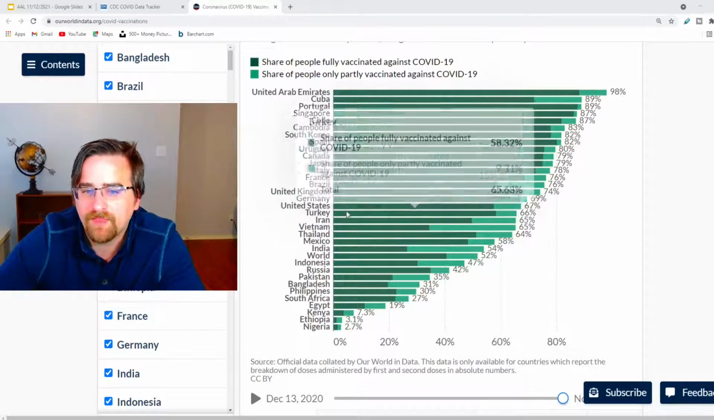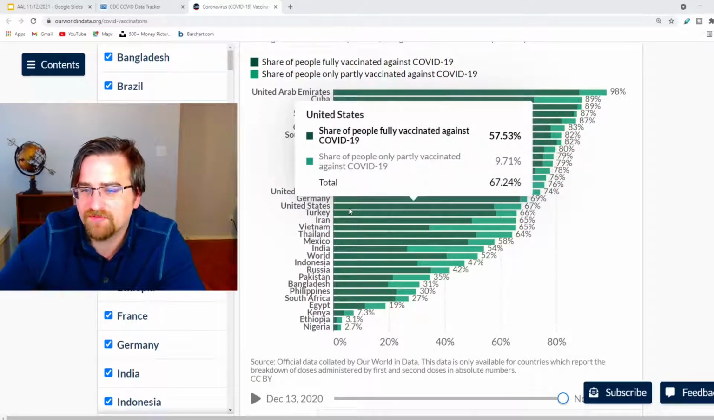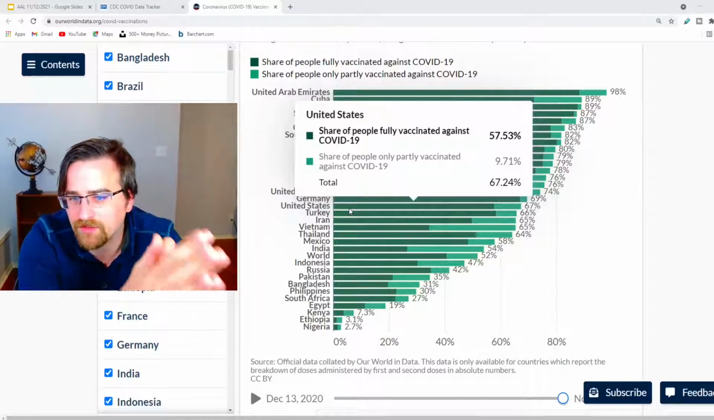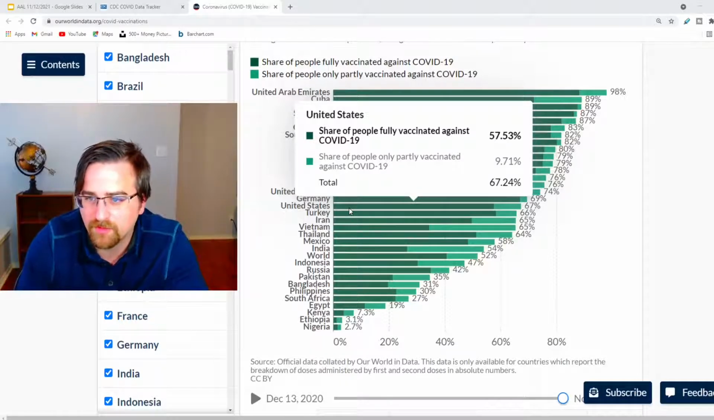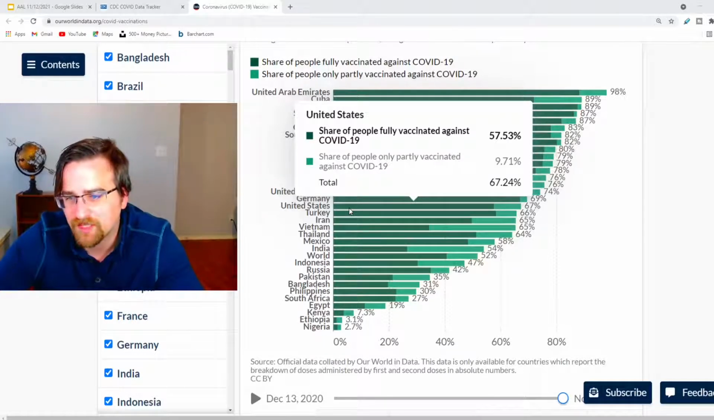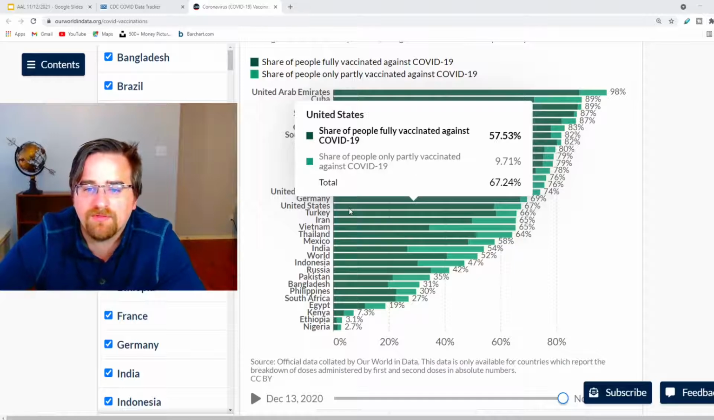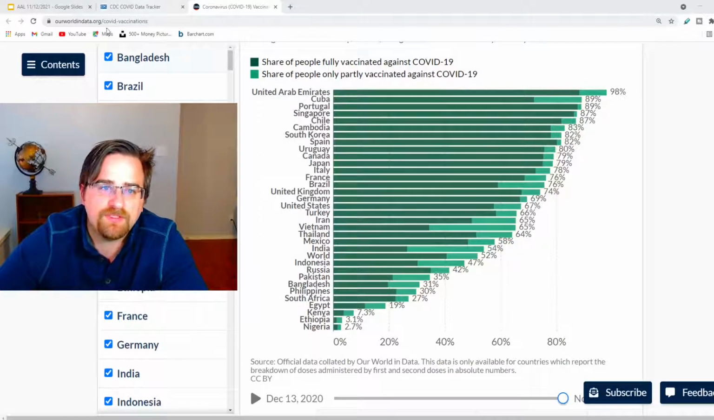Here we can see that 67% have had either one dose or been fully vaccinated. Fully vaccinated is at 57%, and the folks having only one dose is at 9.7%. So there's about 33% of folks who have not been vaccinated. Now, this is according to ourworldindata.org.